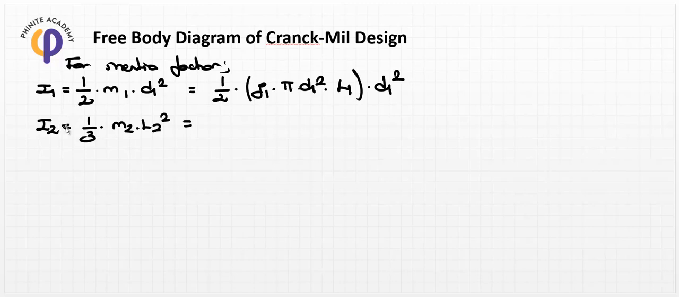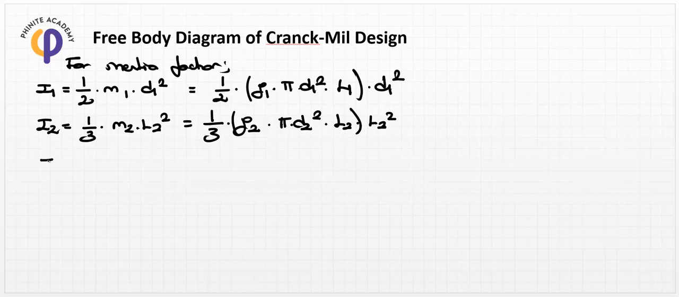You should check Wikipedia in order to obtain the specific information on how to calculate the inertia factor, and so you can find more useful information from it. Okay, and so this factor can be calculated by what or how? 1 divided by 3 times rho 2 times pi d2 square L2 times L2 square. This is the M2, and the other things come from the inertia calculation.